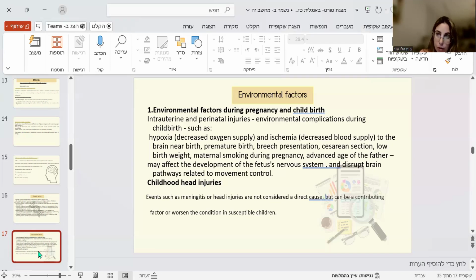Childhood head injury. Events such as meningitis or head injury are not considered a direct cause, but can be a contributing factor or worsen the condition in susceptible children.